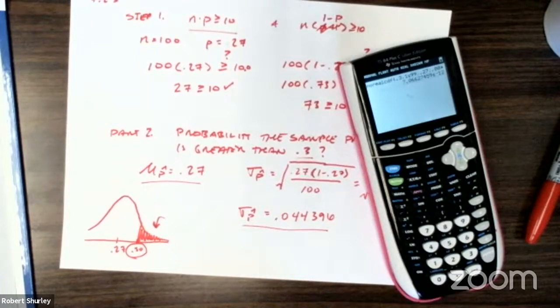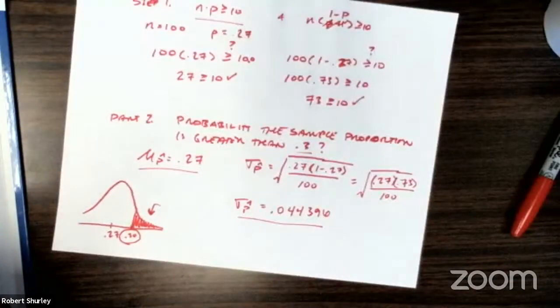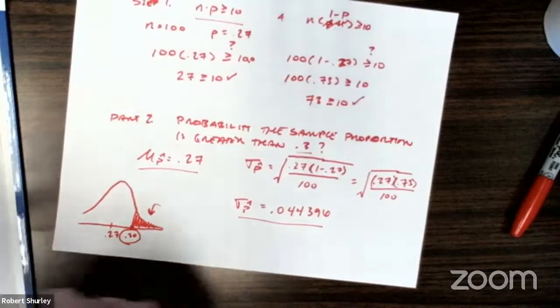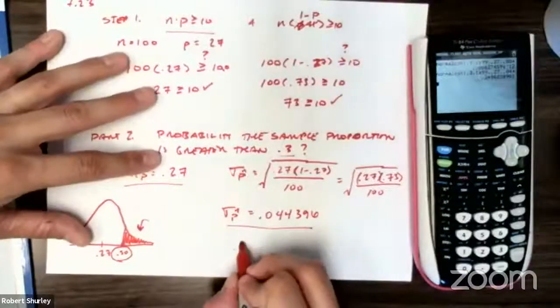That's not what they got. What did I do wrong? 0.249603. Oh, you know what? I put in 0.0044. That's a much smaller standard deviation. Did you get 0.2496? Yeah, that's what I got too.